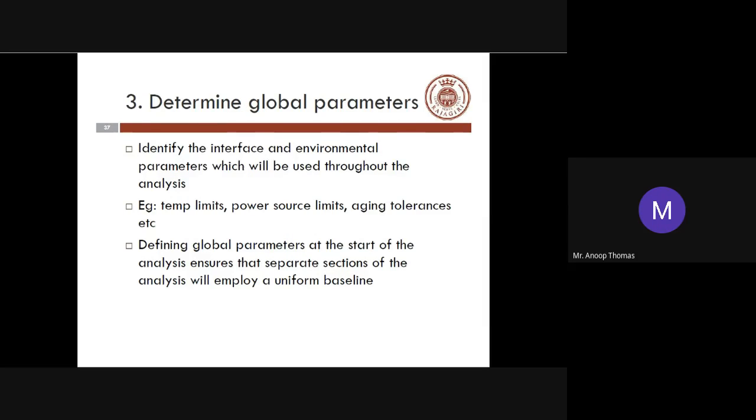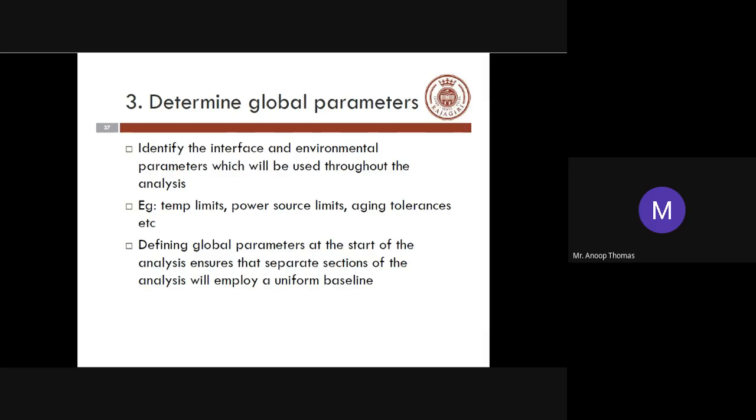Now, the first was the jurisdiction of the analysis. Second was derating factors, identifying the derating factors. Third, determine the global parameters. The global parameters which are associated with your design: temperature, pressure, aging limits, power source limits. These are the common global parameters which are associated with the functionality of your design, which has to be considered when you do your worst case analysis.